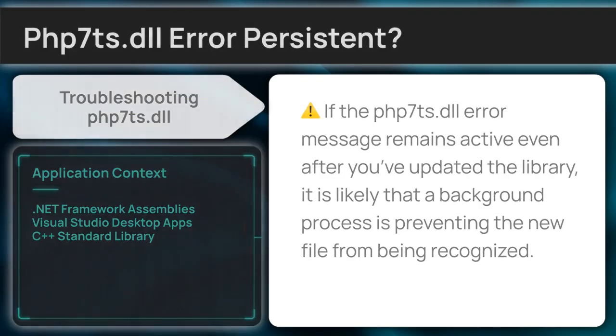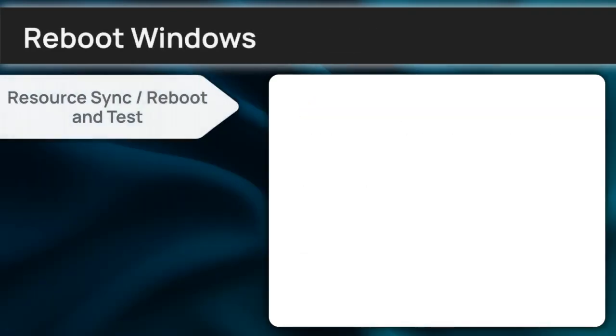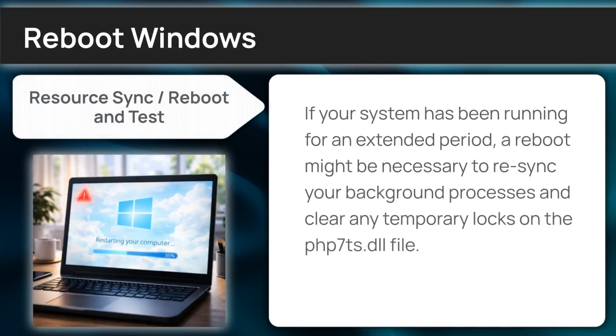When a fresh installer fails to clear the error, it typically points toward a deeper conflict within the Windows execution layer. A system reboot is a reliable way to clear away zombie processes that might be interfering with PHP7ts. It's a low-impact step that ensures your operating system is starting with a synchronized environment.